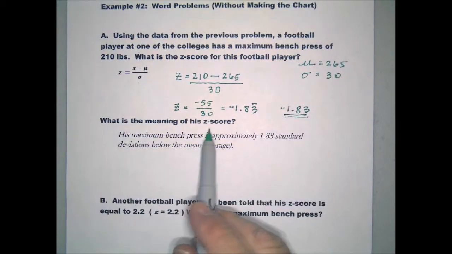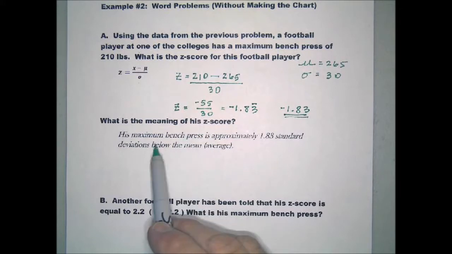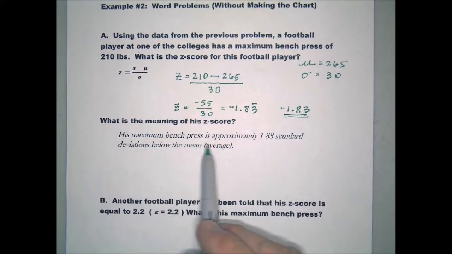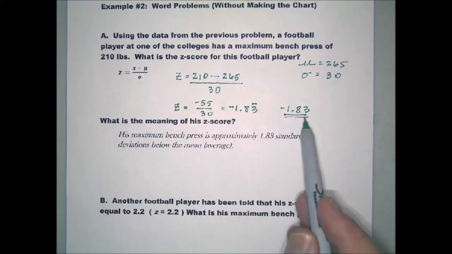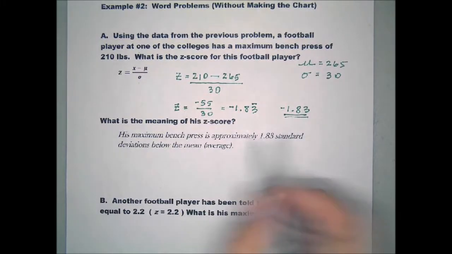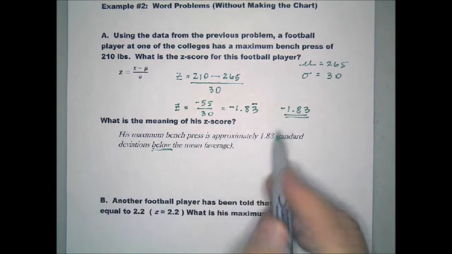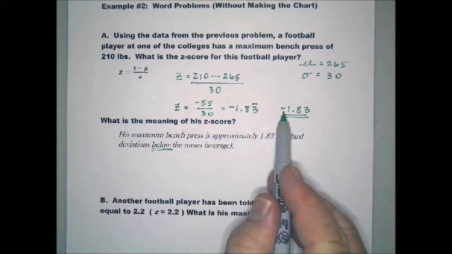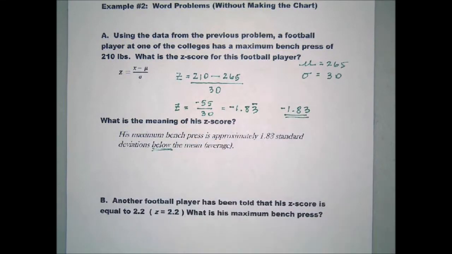And then what is the meaning of his z-score? I went ahead and typed it in right here. His maximum bench press is approximately 1.83 standard deviations below. And that's important because the z-score was negative, below the mean.